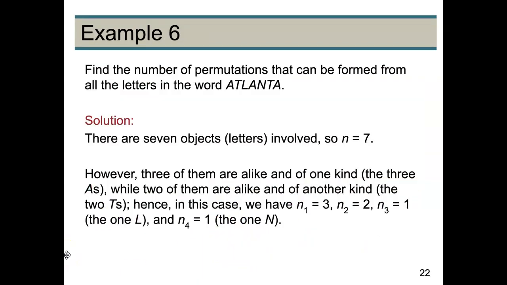So a common type of example for this is you want to find the number of permutations in a word, but some of the letters in the word are repeated. So in the word Atlanta, 1, 2, 3, 4, we have 7 letters, so N is going to be 7. But we have 3 A's, 2 T's. Since we have 3 A's, we're going to let N1 be 3. We have 2 T's, so N2 is going to be 2. N3, which is going to be L, and N4 is N. We have one of those.